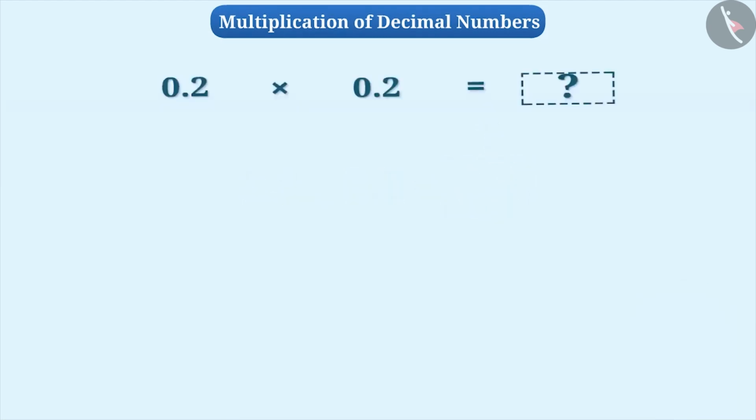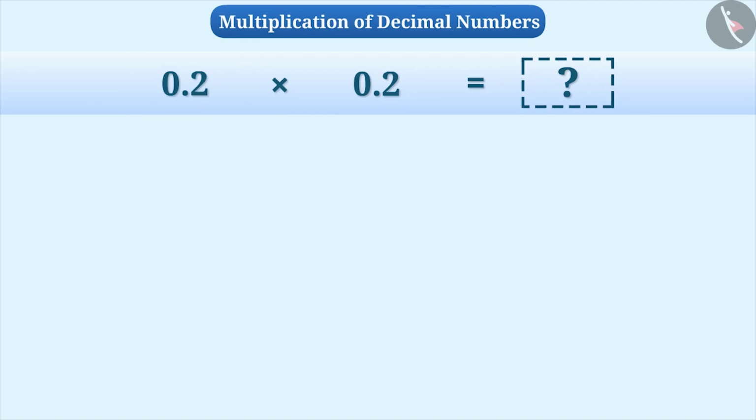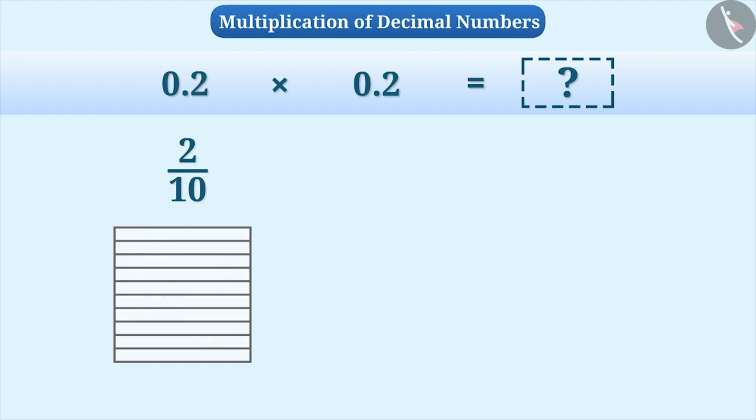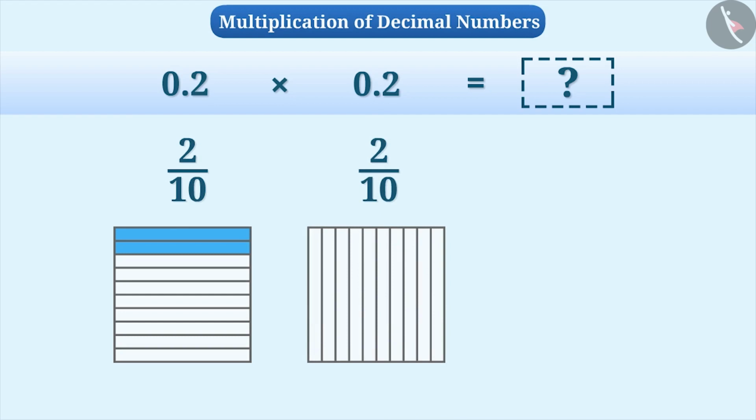Let me tell you. First number is 0.2, which can be expressed in fractions as 2 by 10. To represent this, we will consider a square as 1 unit and divide it horizontally into 10 equal parts. We will shade 2 parts in it. Similarly, the second number is 0.2, which means 2 by 10. To represent this, we will take one more square and divide it vertically into 10 equal parts and shade 2 parts of it. Therefore, 0.2 multiplied by 0.2 can be represented as 2 by 10 multiplied by 2 by 10.